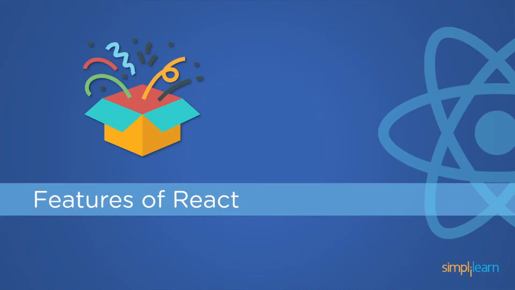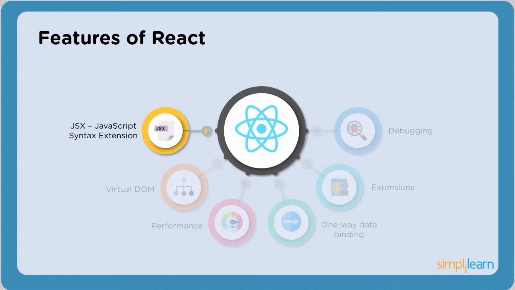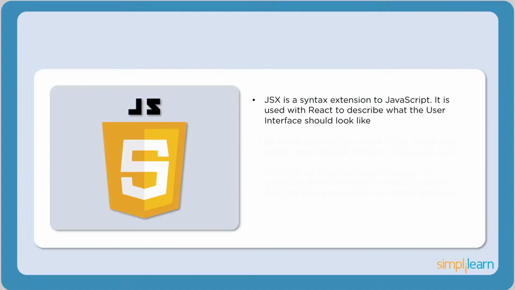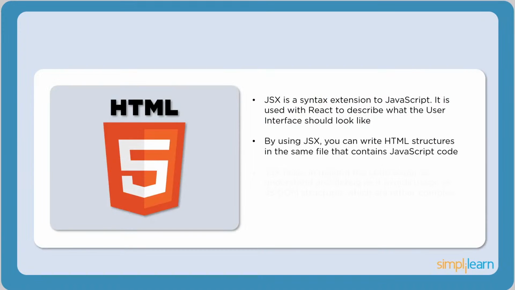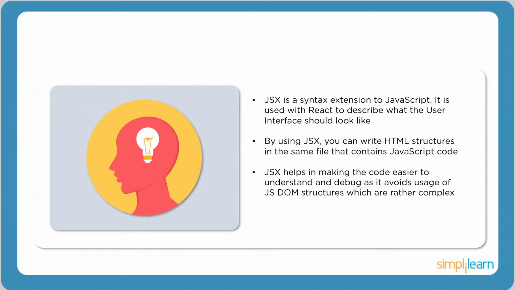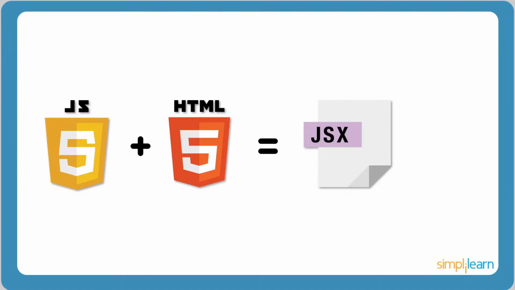Now let's dive in to the features of React. First, let's understand JSX. JSX is a syntax extension to JavaScript. Using JSX, we can add HTML to the JavaScript file. All coding in React is done using JSX. It also helps in making the code easier to understand and debug. Ultimately, JSX is a combination of JavaScript and HTML.